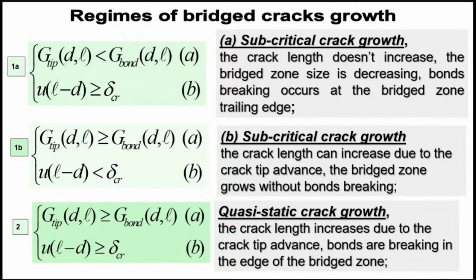First type of subcritical crack growth regime: in this case, the crack length does not increase. The bridged zone size is decreasing, and bond breaking occurs at the bridged zone trailing edge. Second type of subcritical crack growth regime: the crack length can increase due to crack tip advance. The bridged zone grows without bond breaking.